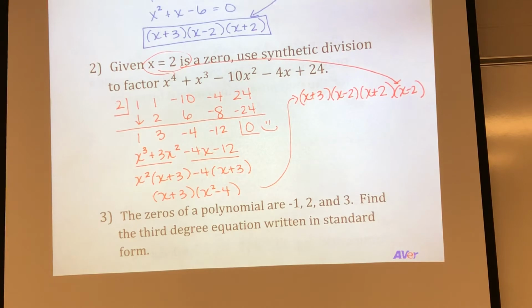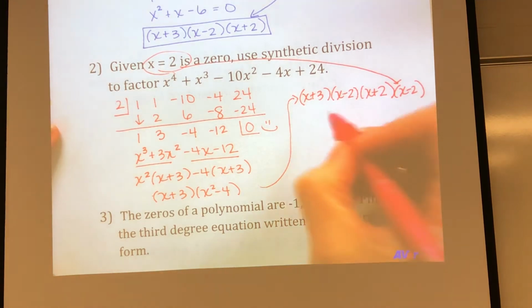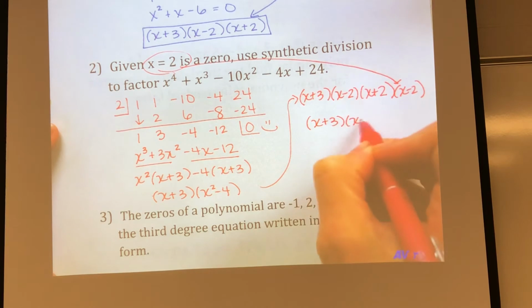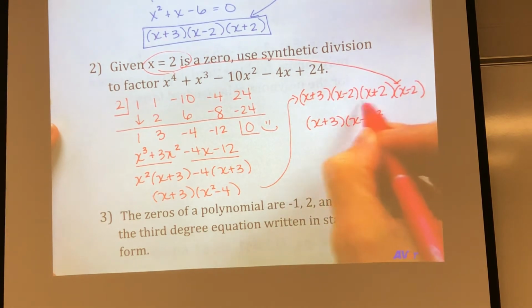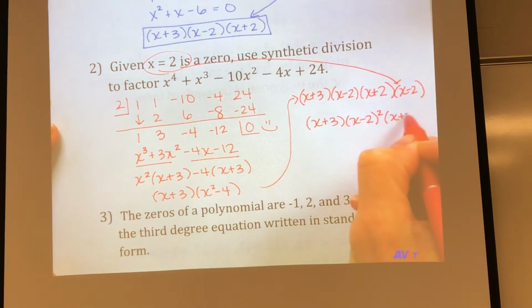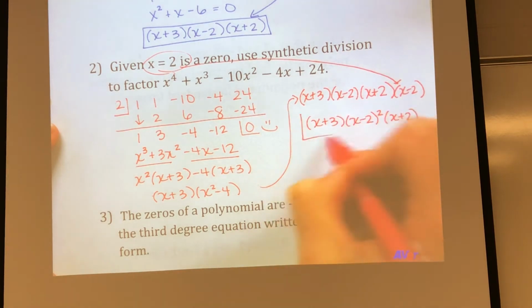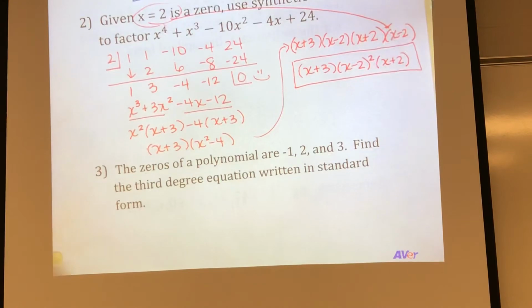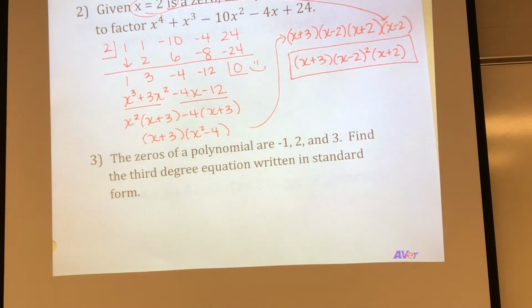Since we already had an x minus 2, we really don't need to list them out twice. So for our final answer, we'd say x plus 3, x minus 2 squared, because we had 2 of them, and then x plus 2. And those can be in any order. So it doesn't matter the order you list those factors in, but you don't want to write out a factor more than once. So make sure if it shows up twice or 3 times that you change it to the appropriate exponent.